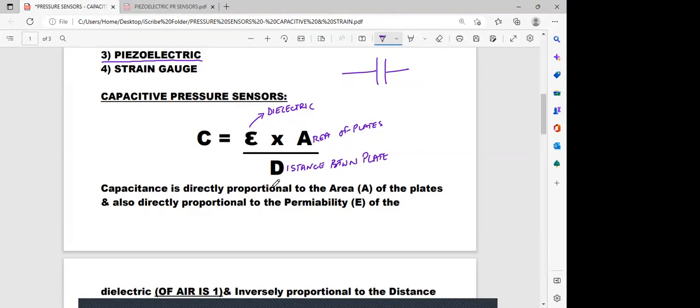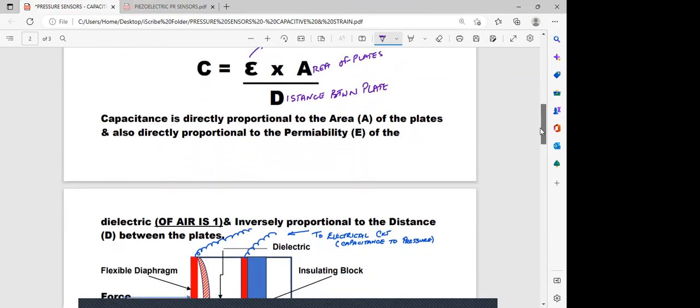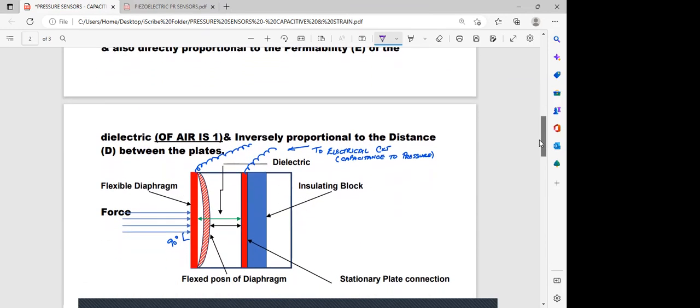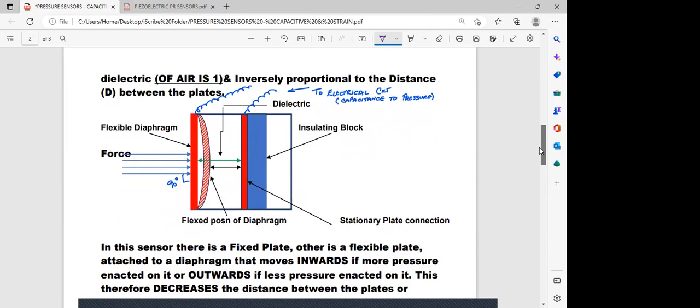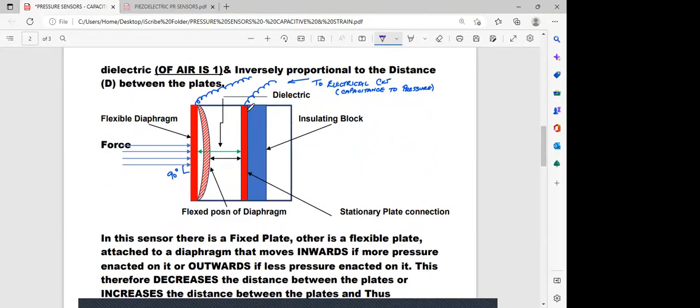Okay, so now let's see, using a basic capacitive type of pressure sensor, how that is going to come into play. Here's a very basic pressure sensor. One plate is a fixed plate over here, and you have the connection going to that electronic circuit that I spoke about.